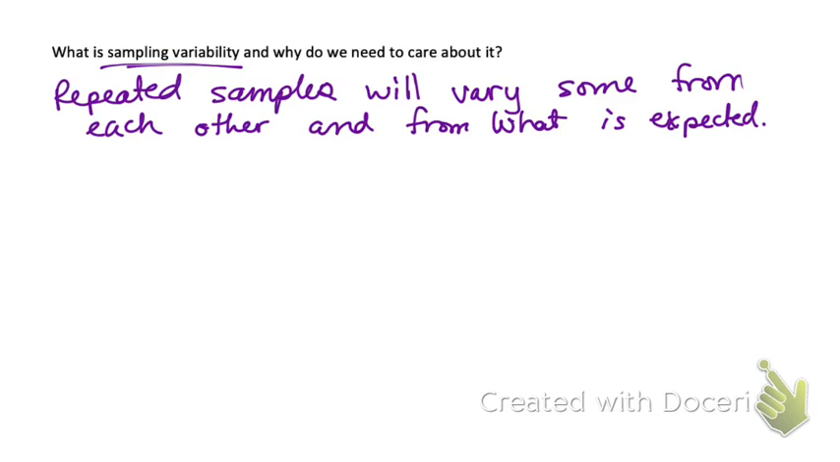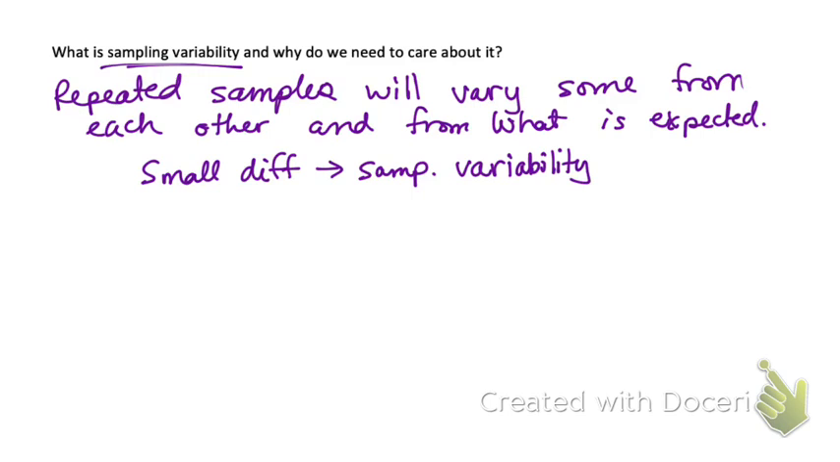But if I get something that's really different, then I get suspicious. A small difference is just sampling variability. We have no issue there. That's just going to happen anytime you're taking samples over and over again. But if you get a big difference between what is actually true or what is claimed and other samples you've taken, that should be a red flag.